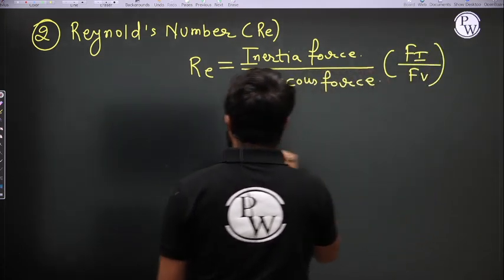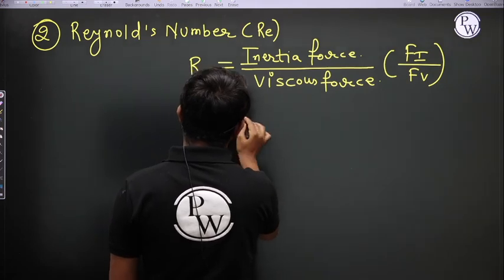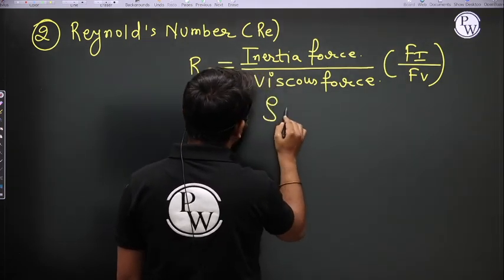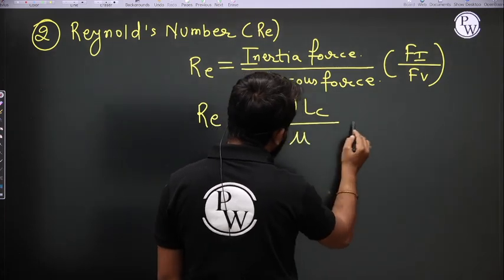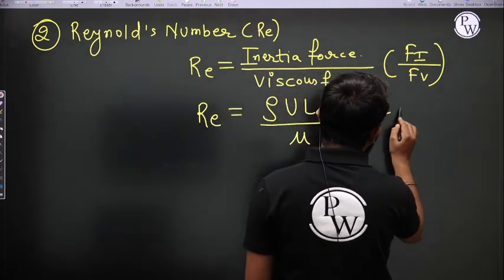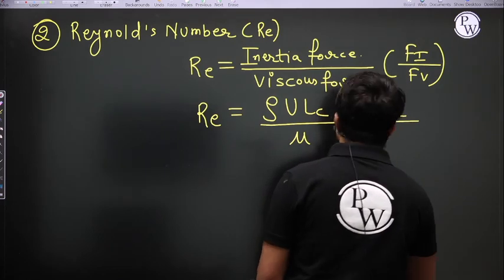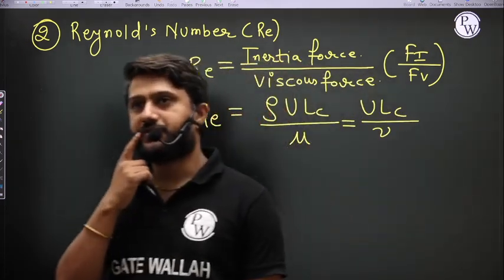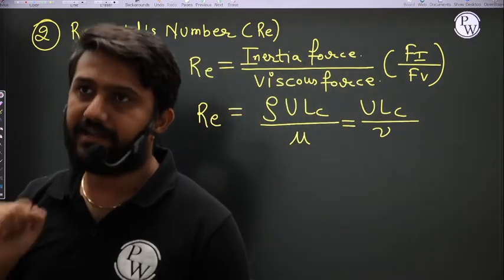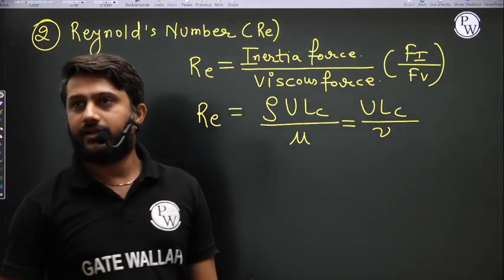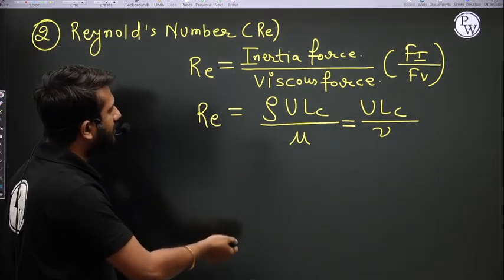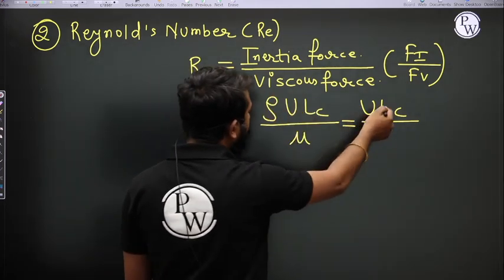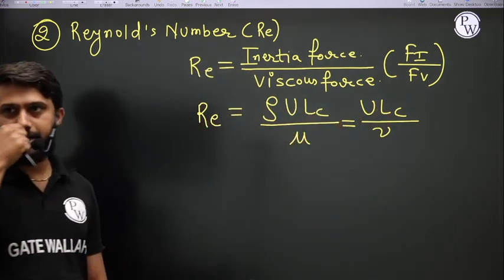If you are solving this, then what you are getting? You are getting this rho u Lc by mu, right? Or you can say u Lc by nu. What is mu? Dynamic viscosity. What is nu? Kinematic viscosity, right? So mathematically, Reynolds number you can write either in this way or in this way, right?